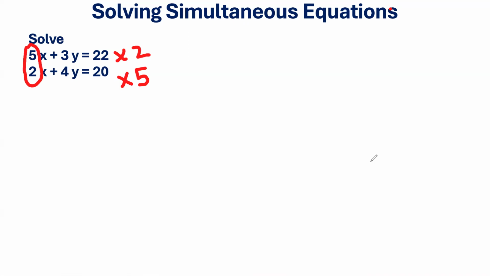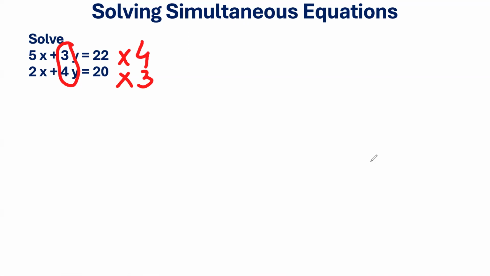What about if you want to eliminate y? Then equation number 1, you can multiply by 4, and equation number 2, you can multiply by 3. These constants will play the role. Equation number 1 multiply by 4 and equation number 2 multiply by 3.